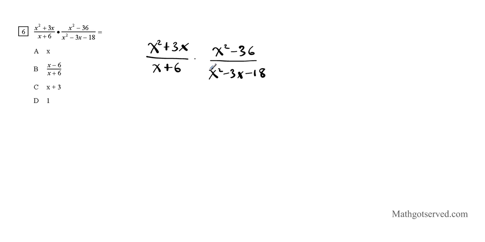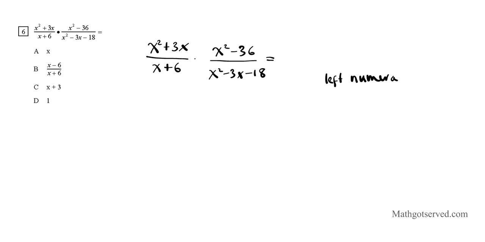Number 6, we're supposed to multiply this out. So let's write it down. We have x squared plus 3x over x plus 6, times x squared minus 36 over x squared minus 3x minus 18. So we're going to start with the left numerator.